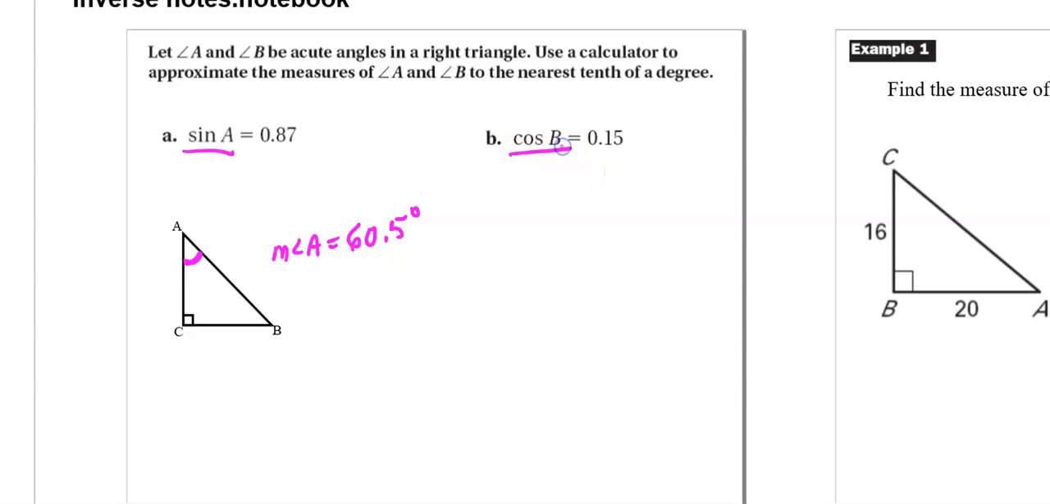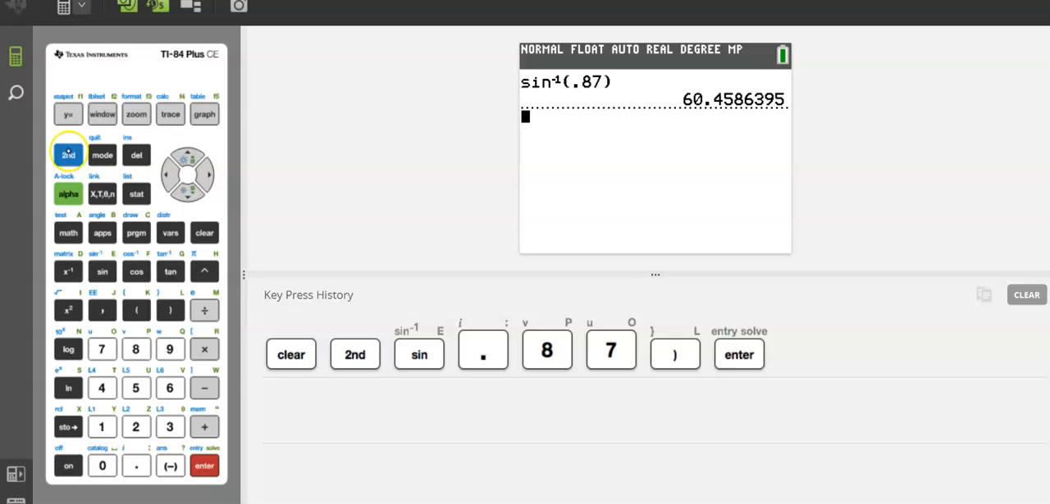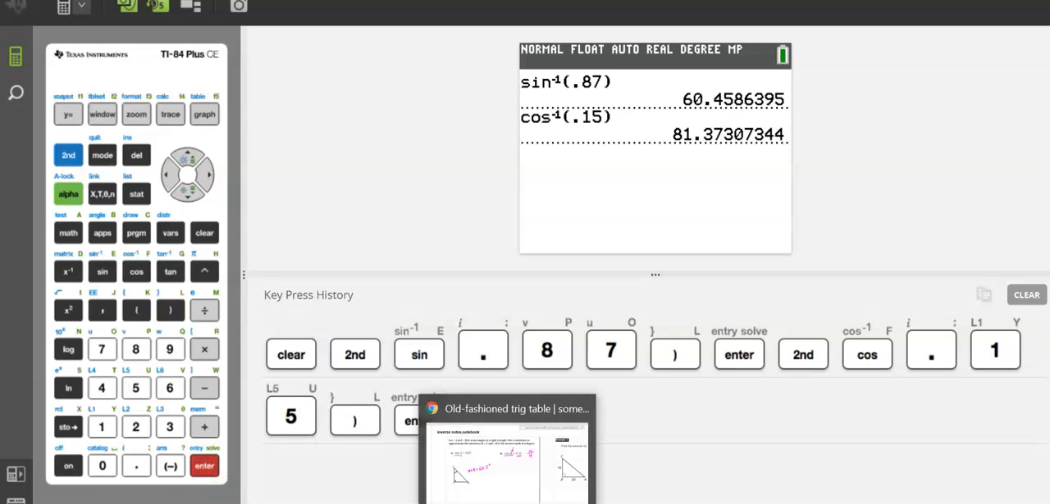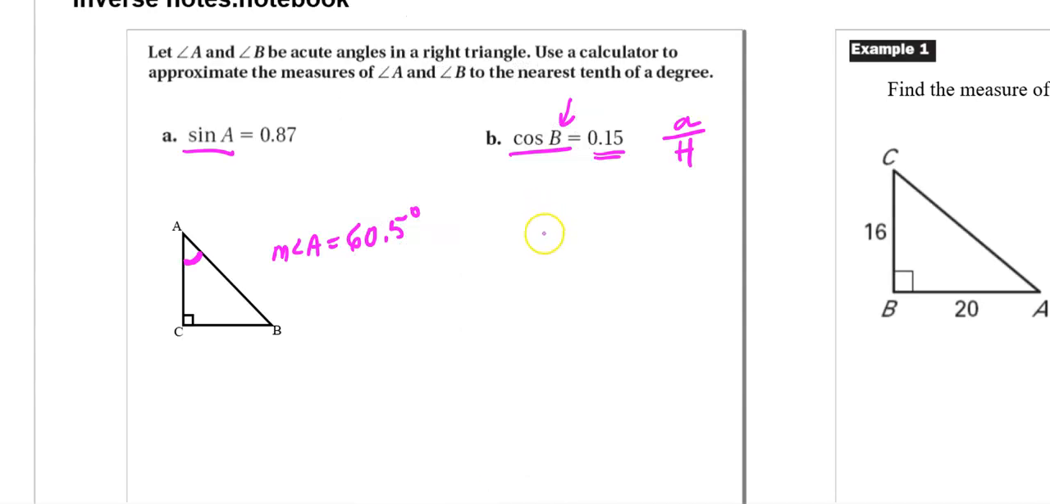So cosine of B, remember, B is the angle that we're missing. This is telling you the ratio of sides, and since it's cosine, it would be adjacent over the hypotenuse, that the ratio of sides is 0.15. So I go to my calculator, second cosine 0.15, I close it and I enter. 81.4. So the measure of angle B equals 81.4 degrees.